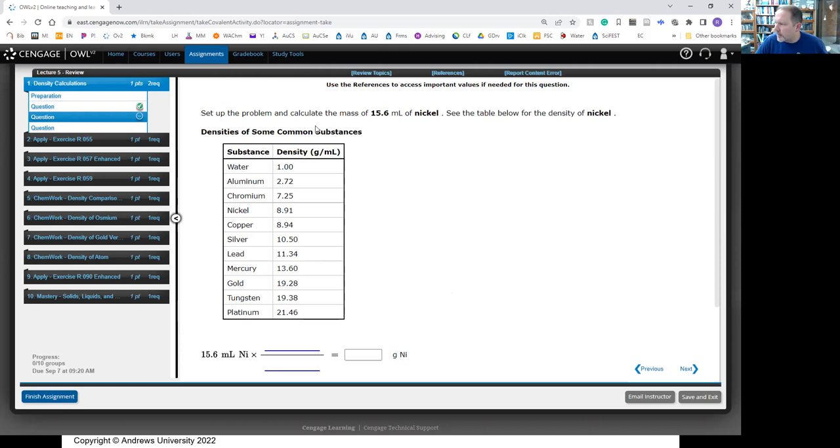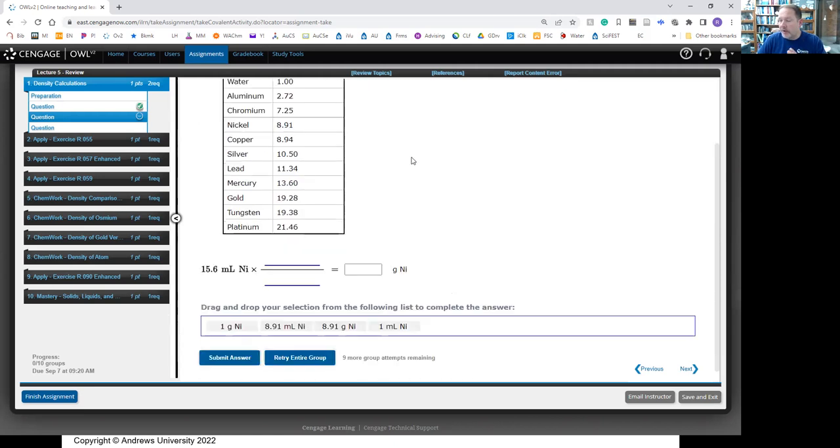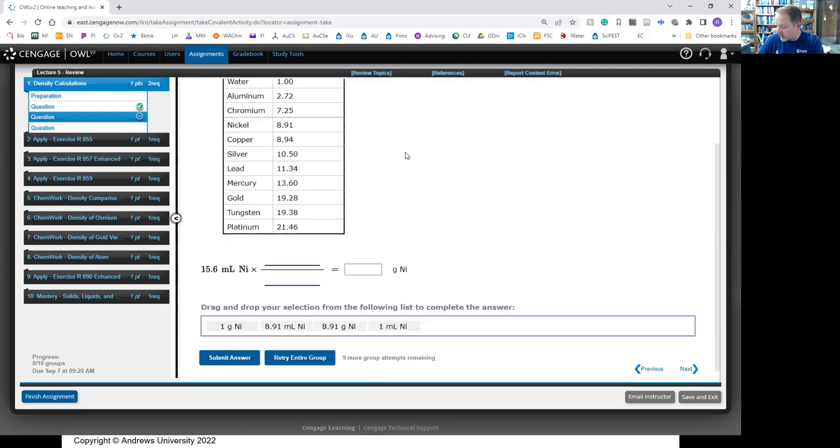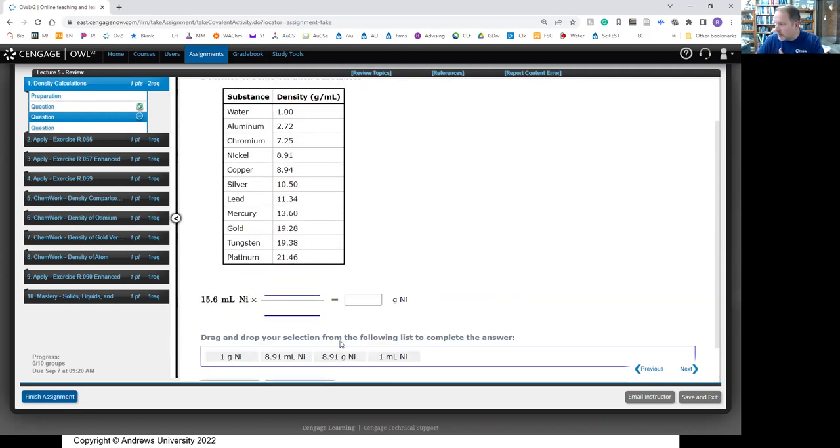Let's see this problem. Calculate the mass of 15.6 milliliters of nickel. Now, this is where I wanted you guys to think about using density as a conversion factor. We spent a little bit of time talking about that. What do I mean? Well, you start with the volume given, 15.6 milliliters. And then look at what they're doing. There's a little line here, and they want you to drag these different values there. So I want milliliters on the bottom, but what am I trying to do? Milliliters of nickel into grams of nickel.